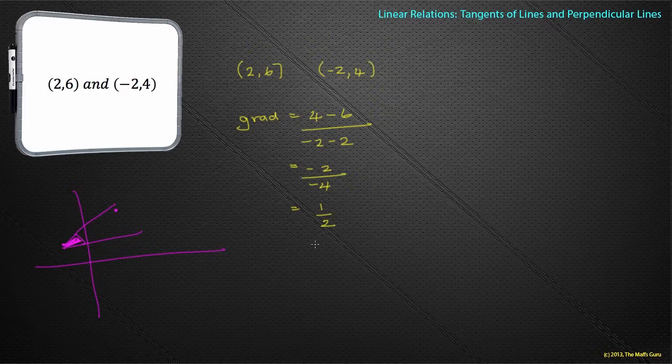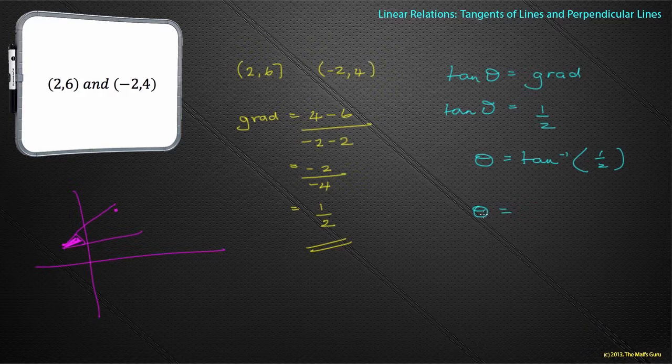Well, how does that help us with our angle? Go back to our previous knowledge. Remember that we also know that tan theta is equal to gradient. Well, we now know our gradient. Our gradient is a half. So we know that tan theta is a half, which means theta must be tan to the minus 1 of a half. There is no quick way of doing it, so you can't do this in your head. You have to use your calculator. So tan to the minus 1 of a half is 26.57 degrees to 2 decimal places. And that is my answer.